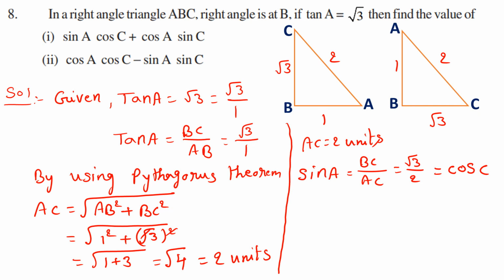Now here write it down, sin C equals what? Sin C equals AB by AC. So that equals 1 by 2. So that equals cos A. In that one also cos A equals AB by AC only. That is 1 by 2 only. Right? So now sin A equals root 3 by 2 and cos C also root 3 by 2. Sin C is 1 by 2 and cos A is also 1 by 2. Let us see on another page.